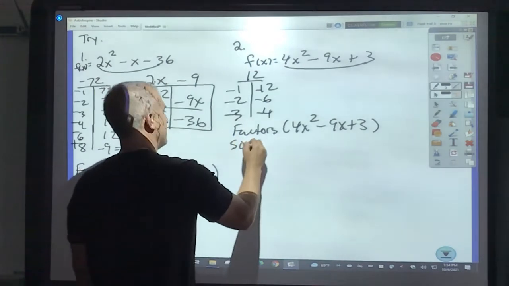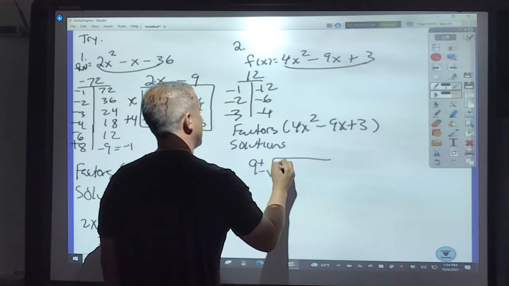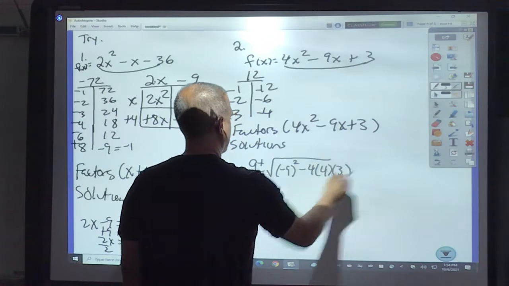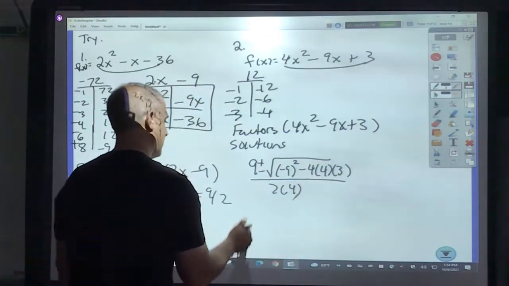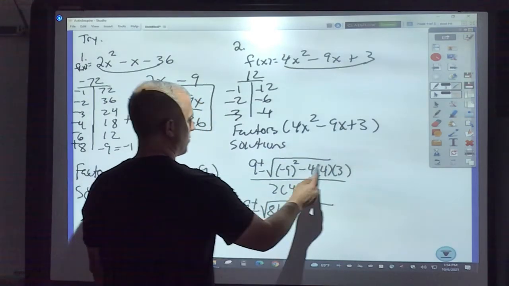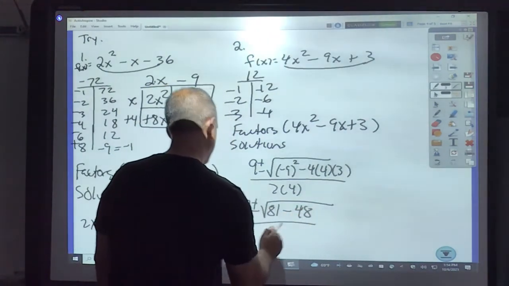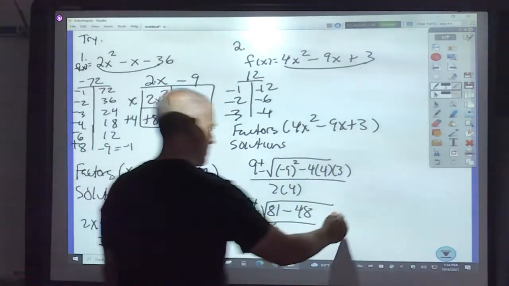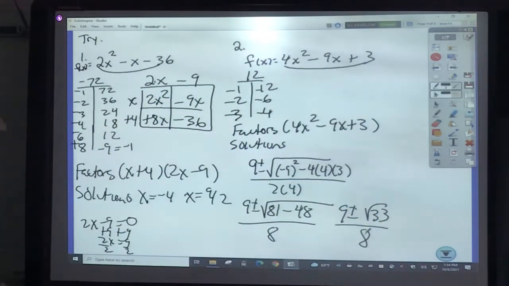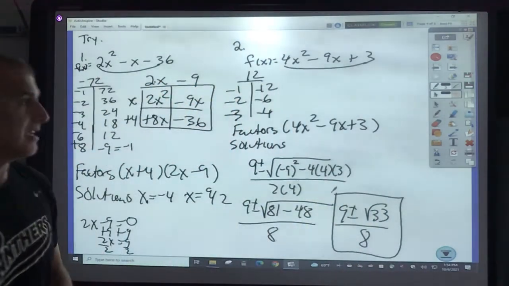Okay, for the solutions, I'm going to have to do the quadratic formula, okay? So the opposite of that would be 9 plus and minus the square root of negative 9 squared minus 4 times 3, all over 2 times 4, okay? So it'd be 9 plus and minus 81 minus 4 times 4 would be 16 times 3 would be 48, over 8. That would be 33. So 9 plus and minus square root of 33 all over 8. And if I went through my list, I don't think that's going to simplify. So those are the solutions to my problem.